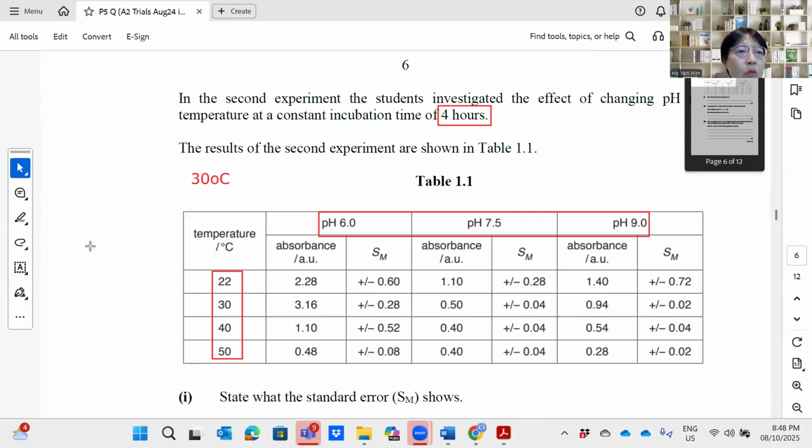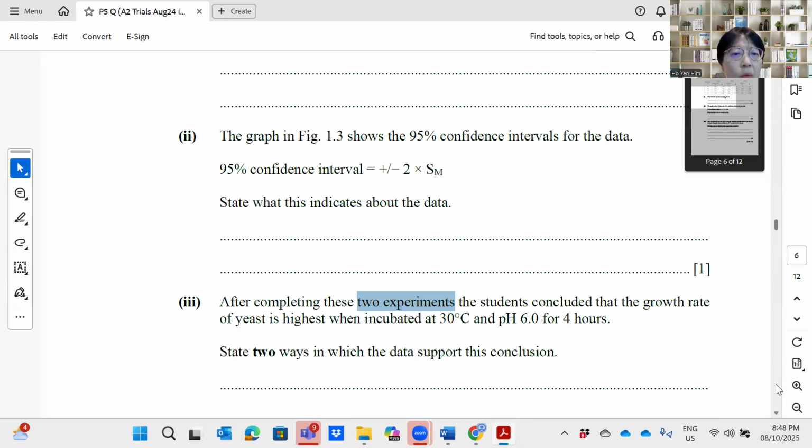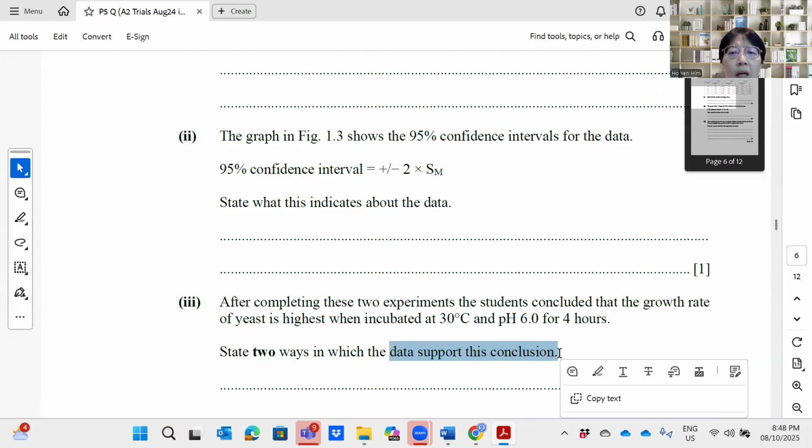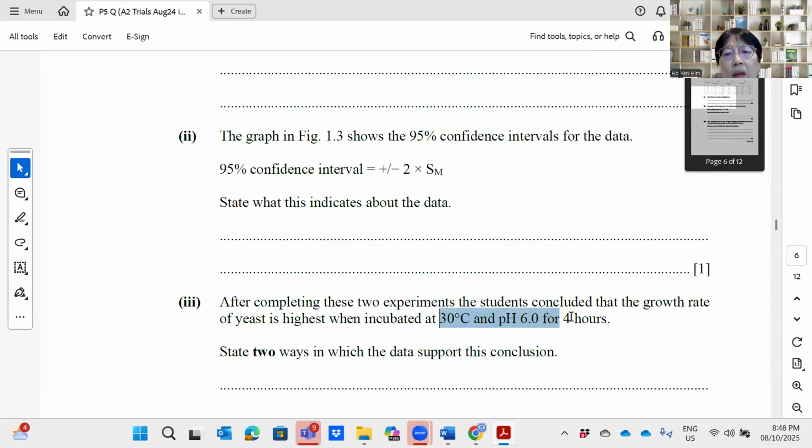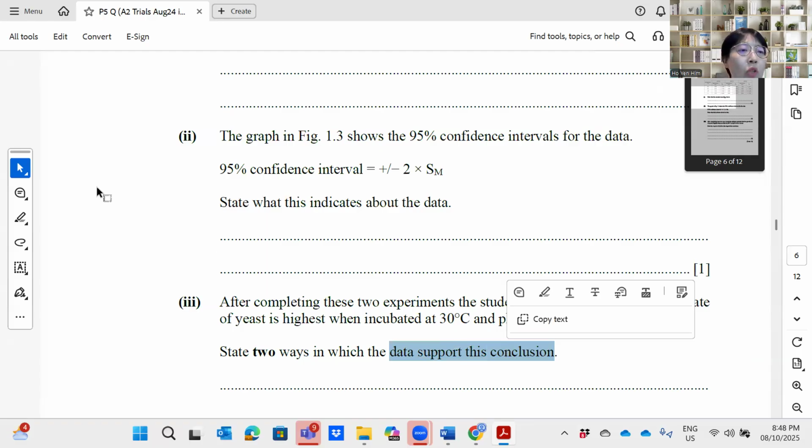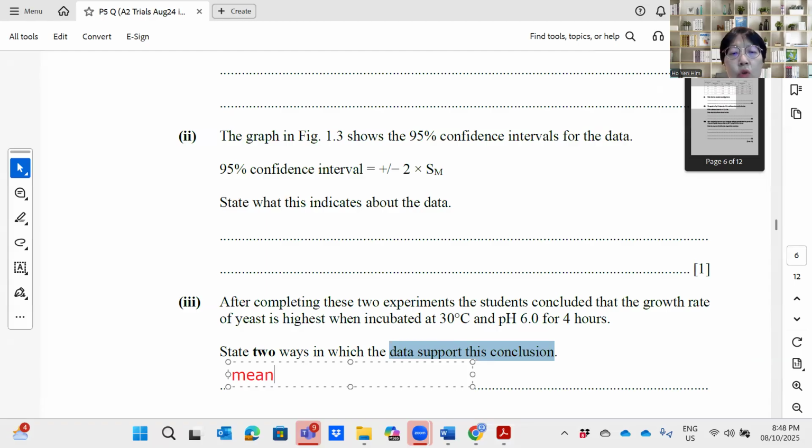Okay, so this second experiment, so we got first and second experiment. What they want the student to answer: state 2 ways in which the data support this conclusion. The growth rate of the yeast is highest when incubated at 30 degrees Celsius, pH 6.0 for 4 hours. So when you want to use your data to support the conclusion, that means the data give us mean value. So you must look for the highest mean value for absorbance. Absorbance, this is number 1.